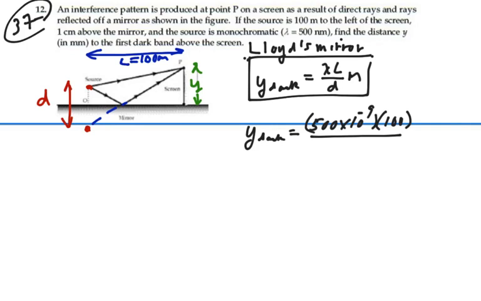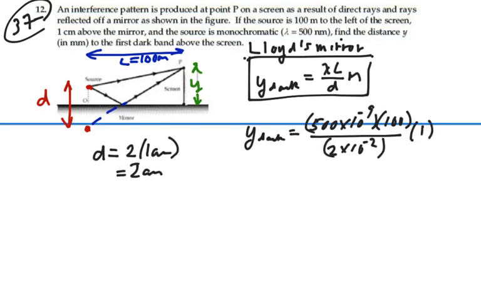Now, the source is 1 centimeter above the mirror, but D, the distance to the image, is going to be twice that. So it's going to be 2 times 1 centimeter, or 2 centimeters distance between these two sources, the image and the real. So our D is going to be 2 centimeters, 2 times 10 to the minus 2. And then, of course, m is going to be 1 for the first dark band. So if we put all this in there, what do we get?